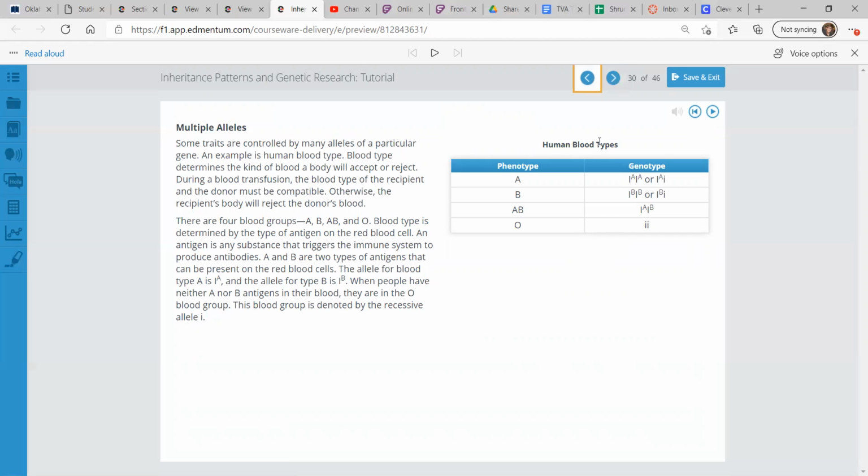So here's human blood types and their genotype. So phenotype A, they either have 2 IA or 1 IA and a recessive i. B has 2 IBs or 1 IB and the recessive i. AB has a dominant IA and a dominant IB, and O finally has 2 recessive is.